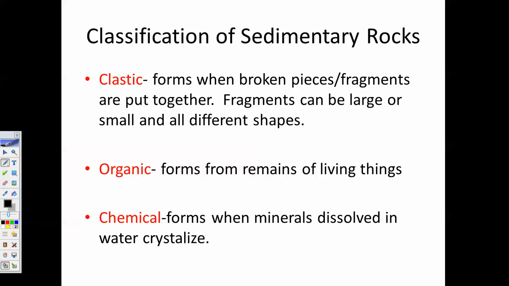An organic sedimentary rock is a rock that forms from remains of living things. So a good example of this is limestone. A lot of limestone here in Indiana has different fossils in it. So anytime you have fossils or remains of living things in a sedimentary rock, we would consider it organic. And then a chemical sedimentary rock is when our minerals crystallize in dissolved water. So that's the process that they're forming.